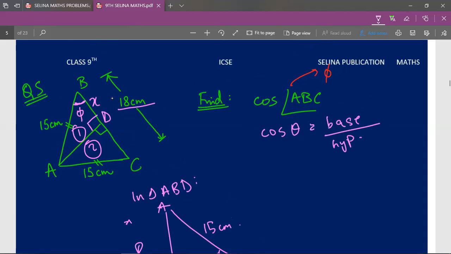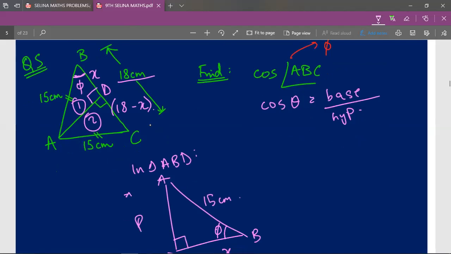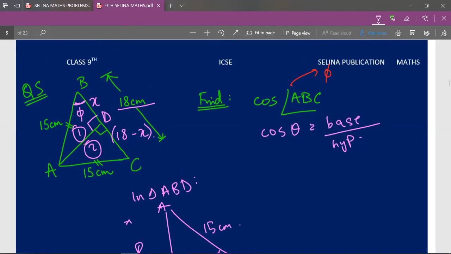The base is not given to us, so we have assumed it as X. And then BC is given to us. The whole length of this triangle ABC is given to us, that is 18 centimeters. This is X. So what is the part of side BC which when added to X gives us 18 centimeters? That is 18 minus X, because when this is added to X, it gives us 18. So all we have to do is find our perpendicular.